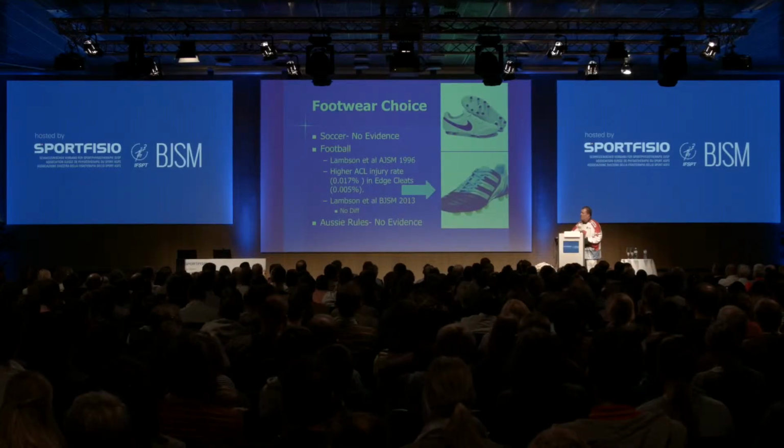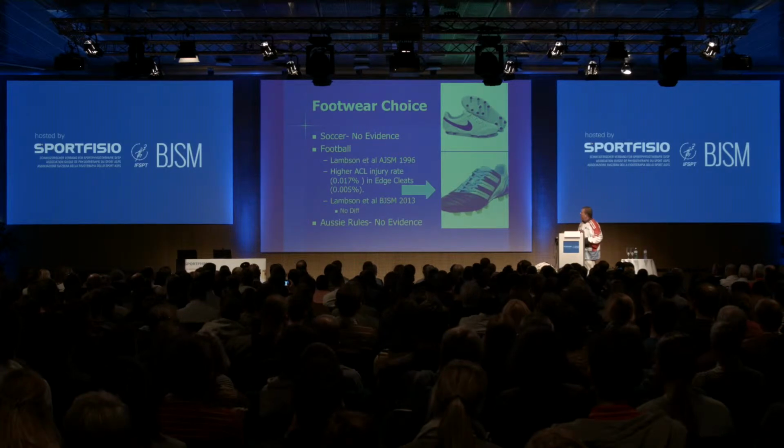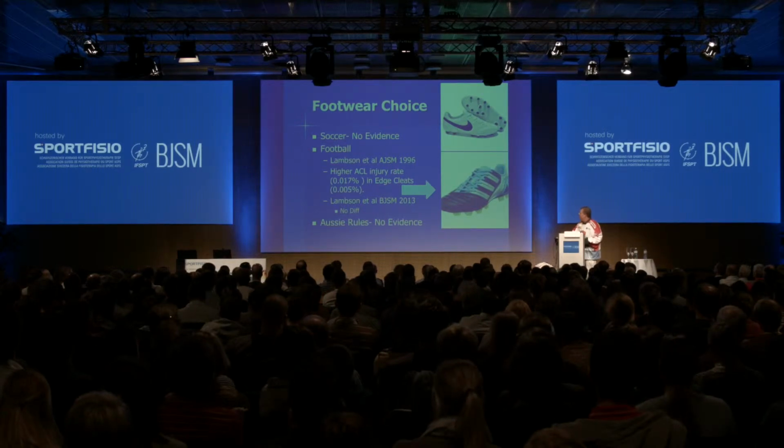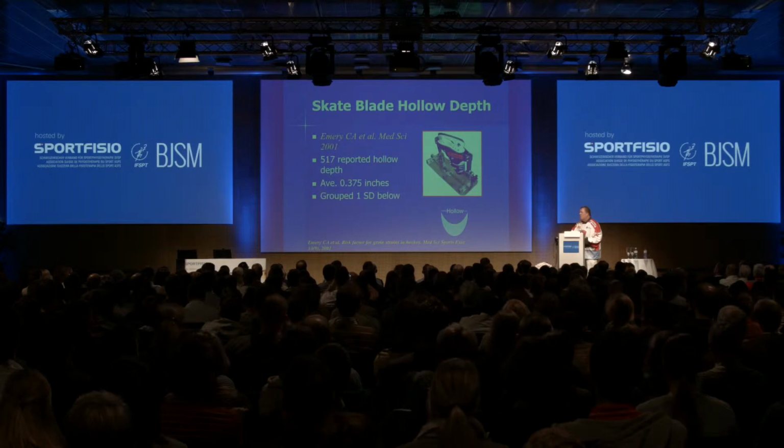Another possible risk factor is footwear choice. And nothing's been shown in terms of adductor strains in footwear choice, but certainly this edge cleat shown on the bottom here has shown a higher incident rate of ACL tears with the edge cleat versus the randomized spikes in the bottom of the sole of the top cleat. In terms of ice hockey, there's this thing called the skate hollow.